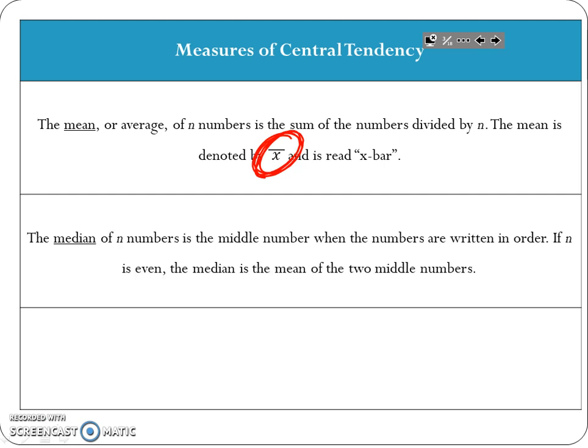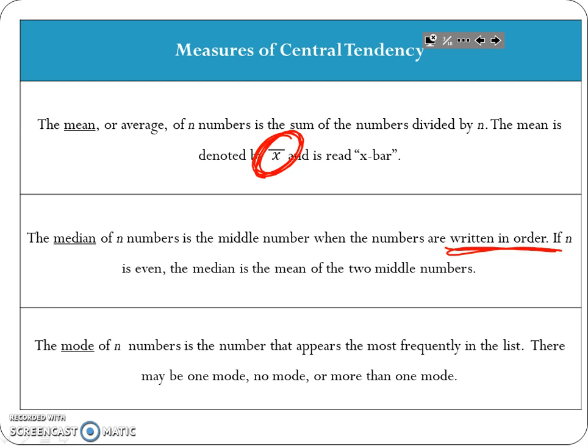Then we have our median, which is the middle number. Make sure you write them in order. And then the last one is mode, which means most. I think Mrs. Lucas had a song that you guys remember for this, so Hannah and Will are going to take it away.